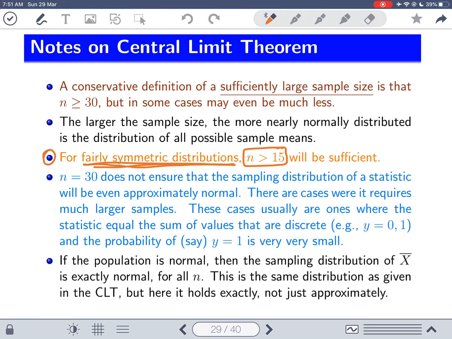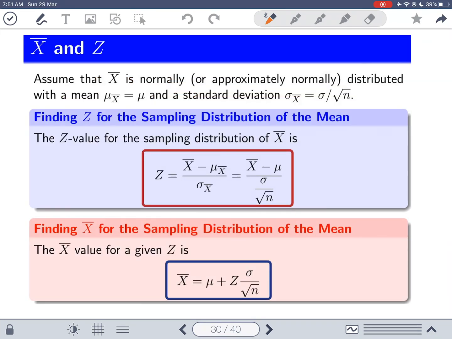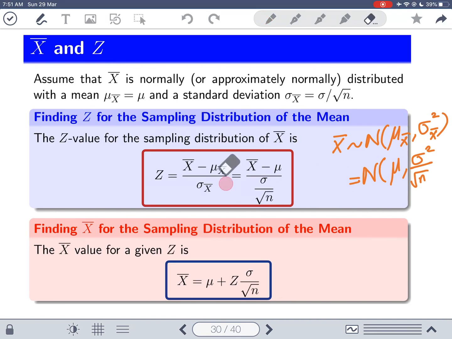And please read the other bullet points. You will learn something from them. But most of the stuff that's written here, I already said. Last thing is how to go between x bar and z. Now that we know that x bar follows a normal distribution with mean mu x bar and variance sigma x bar squared, which is the same as saying normal with mean mu, because mu x bar is the same as mu, and variance sigma squared over n.